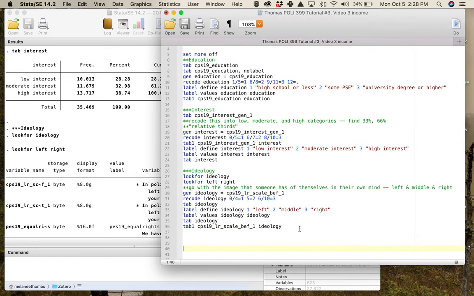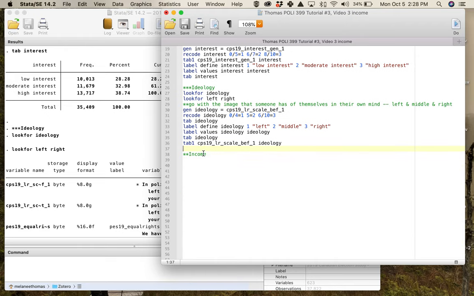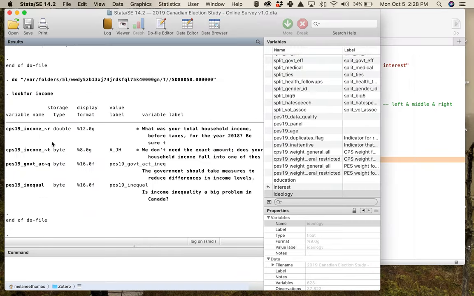All right. So the last recode that we need to do is about income. And you've already seen both income variables in tutorial 2, because they've got different levels of measurement. I'm just going to do lookfor income to see where they are. And here I've got the total household income before taxes with the gobbledygook again. And then this, we don't need to know the exact amount. And then I've got a couple of other things about income inequality, right?